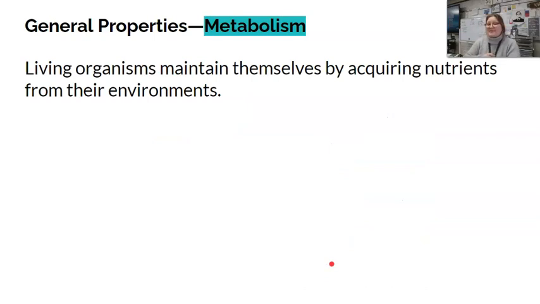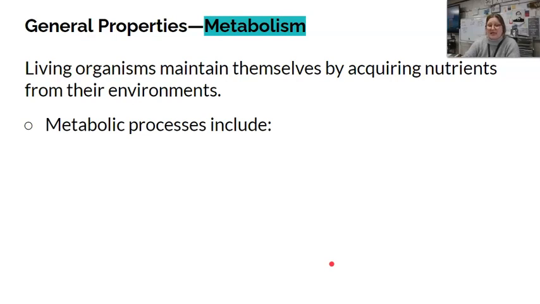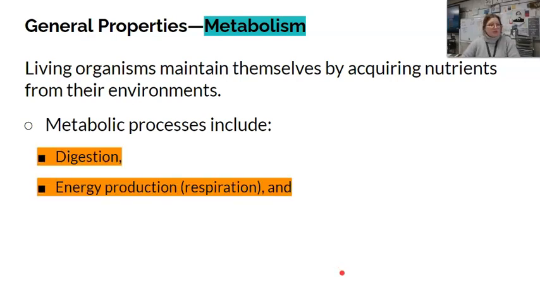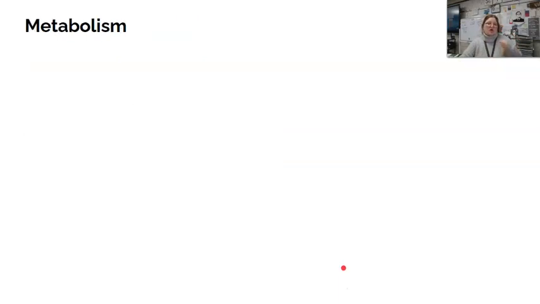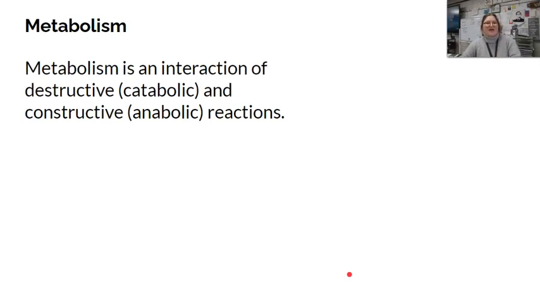Next thing is metabolism. So living organisms maintain themselves by acquiring nutrients from their environments. The metabolic process includes digestion, energy production, which is respiration, and then also synthesis of molecules and structures required by organisms. So that could be your body making new cells. That could be plants producing sugars, but focusing on the animal side, us making new cells.